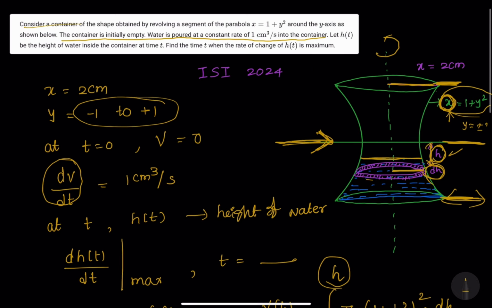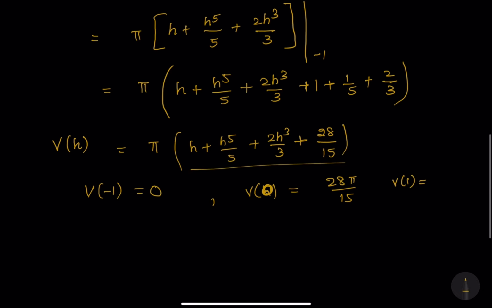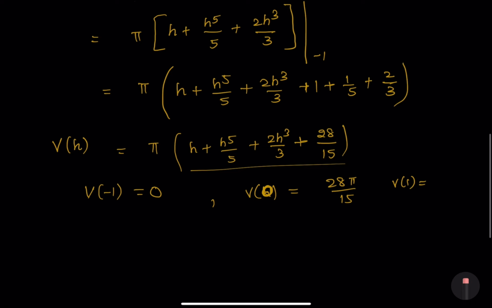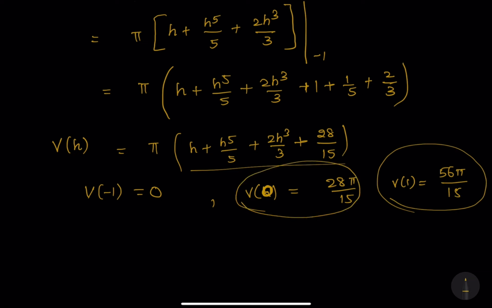And V of 1: when h is equal to 1, your container will be completely filled. When you put h is equal to 1, you will get 56 pi upon 15. So your V of 1 is just double of V of 0. This should give you a conviction that whatever expression you have calculated is correct for the volume of the container in terms of height h.